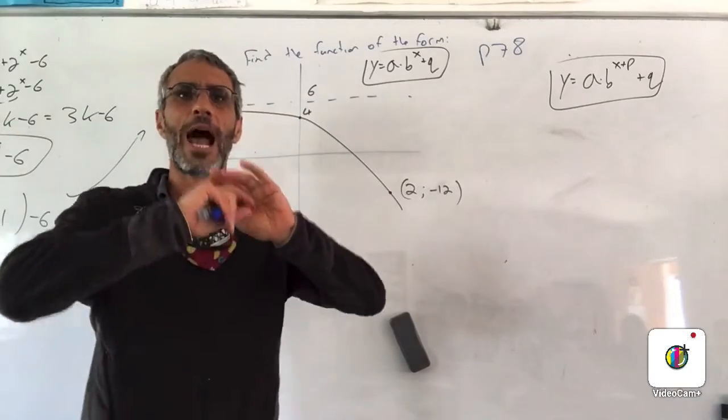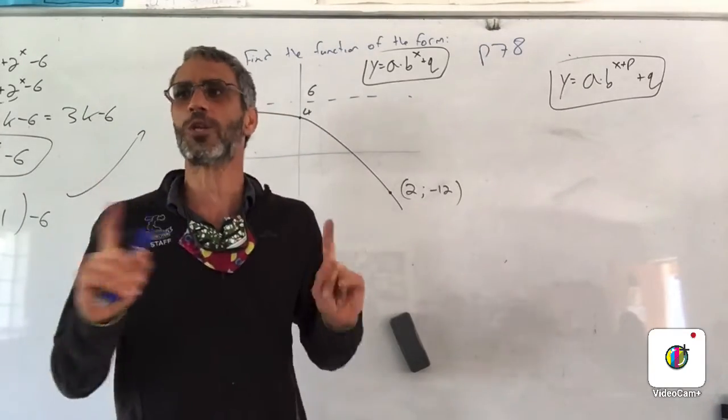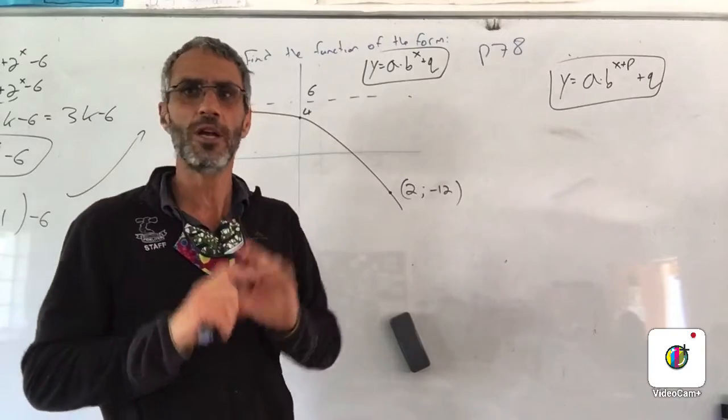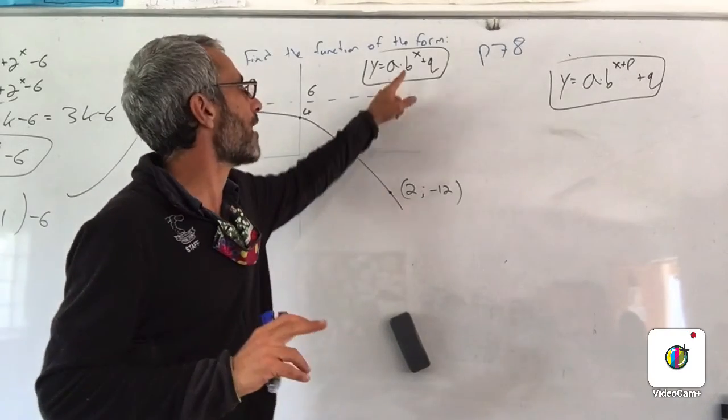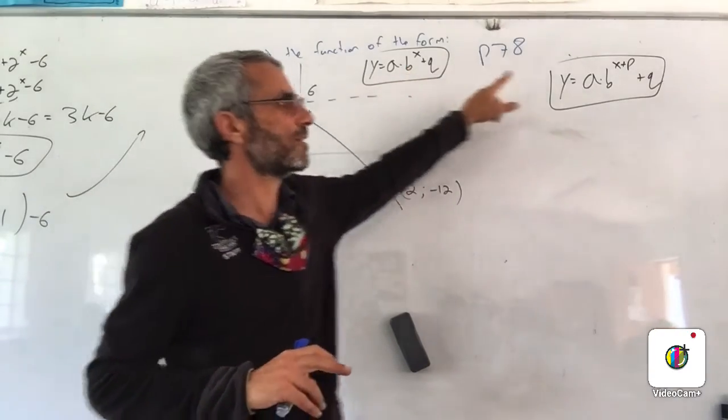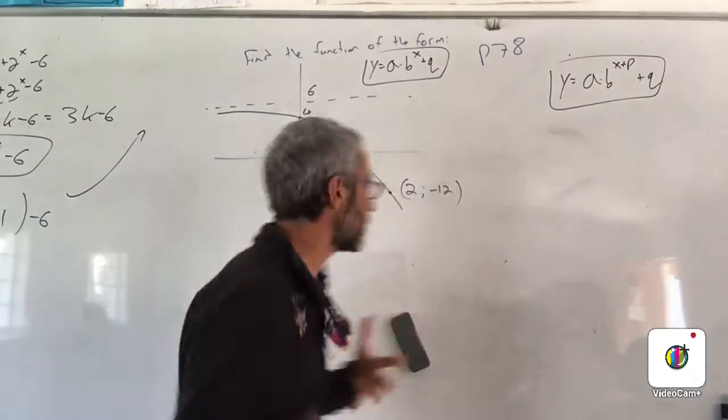So, unless you're told differently, there could be a question where they tell you there is a horizontal shift. If they don't tell you anything, you have to assume that this is the form you're looking at. In other words, p equals 0. So let's just do an example.